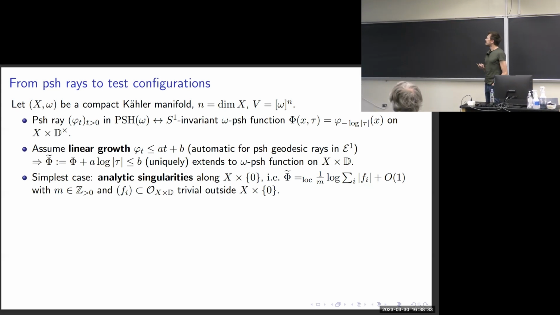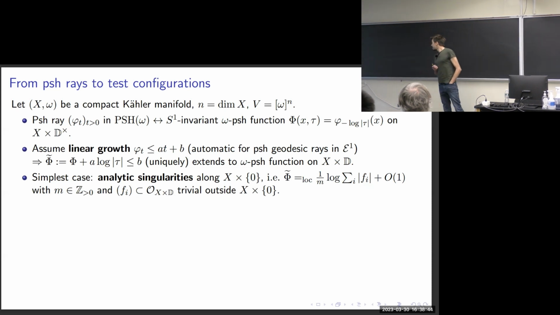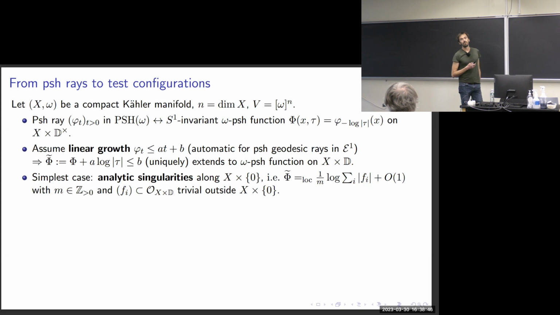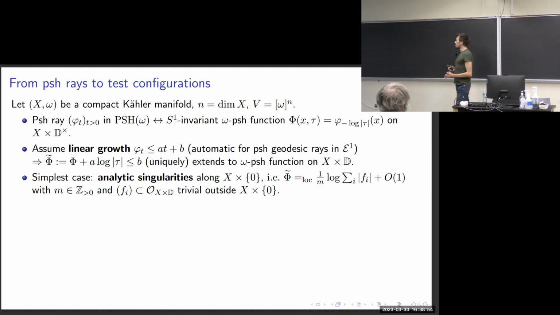So that means that the singularities are described in terms of holomorphic functions. Precisely, you assume that phi tilde, up to some multiplicative factor 1 over m, is given by the log of a sum of moduli of holomorphic functions plus some bounded term that doesn't matter. And we assume the singularities really only occur on X times 0, so the ideal generated by those functions is trivial away from the central fiber. That's the assumption of analytic singularities.